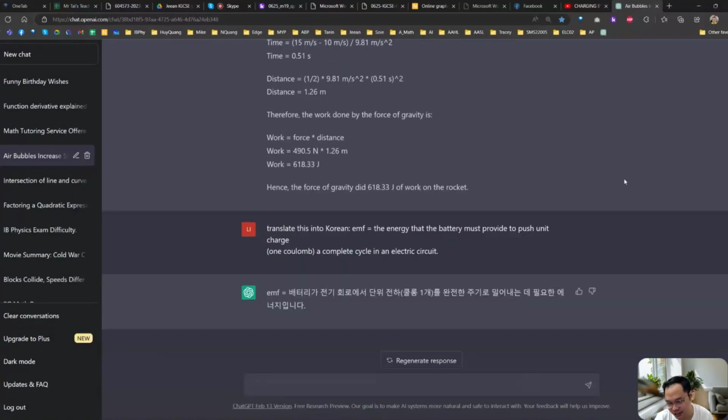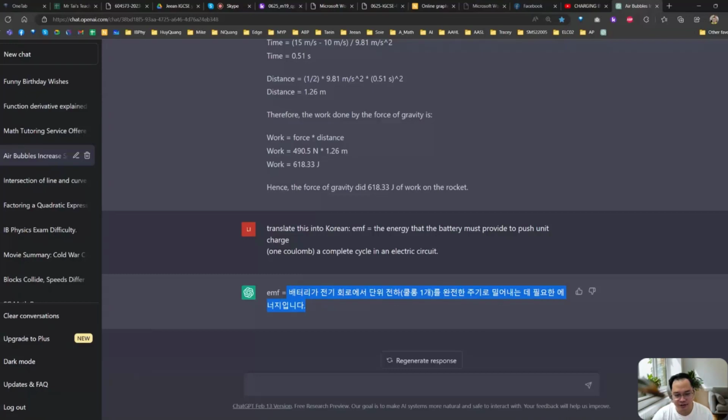Is it a good and accurate translation? I don't know. Oh, okay, I get it now. Do you understand the sentence here in Korean? I don't know if it is good enough for doing the translation.